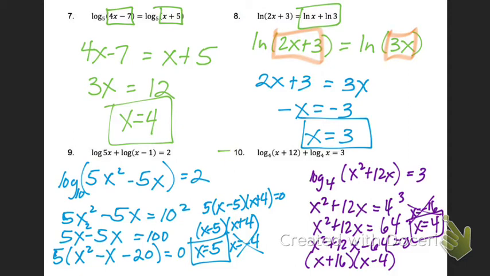On number 10, condense. So x squared plus 12x. And then change to exponential form. So 4 cubed is 64. Then I bring that over and factor. And you get -16 and +4. But only the +4 will work.